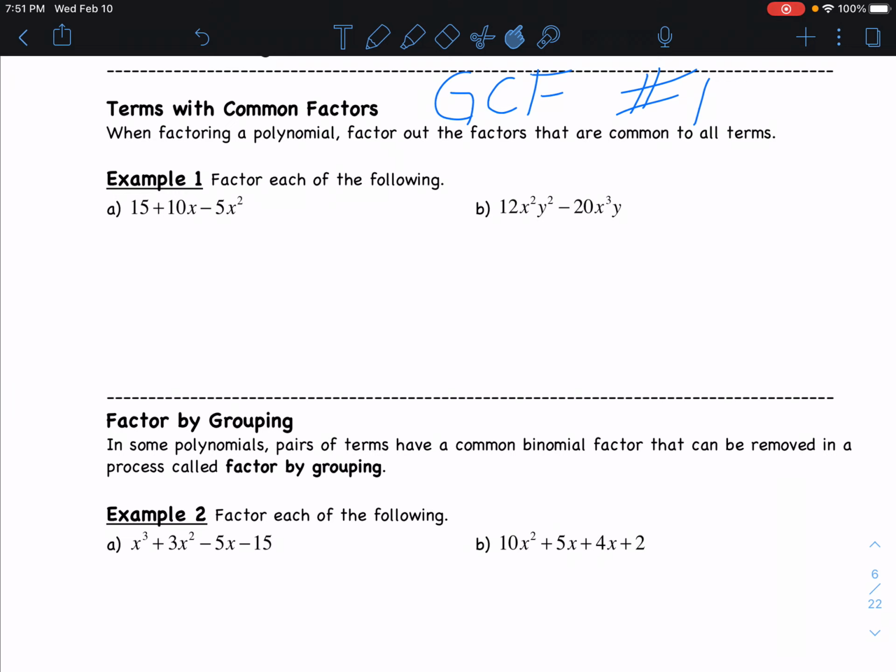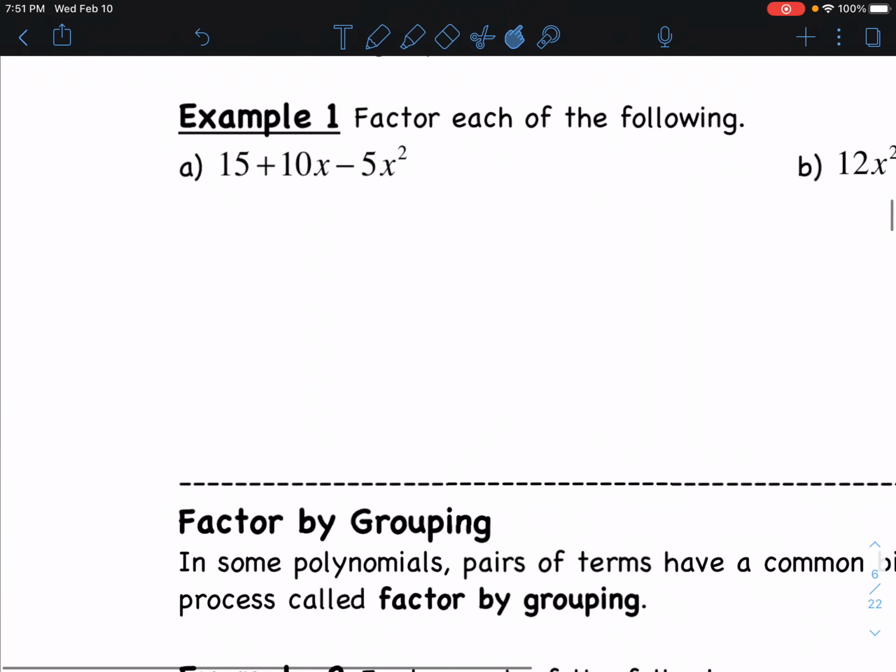So in example 1, it just says factor, so we need to observe always and go, do I have a GCF here? So you have three terms. Remember, terms are separated by plus and minus signs. So in this case, you want to look at the regular numbers first and then worry about the variables. Now, 15, 10, and 5, is there a number that multiplies into all three of those? Absolutely. That number would be 5.